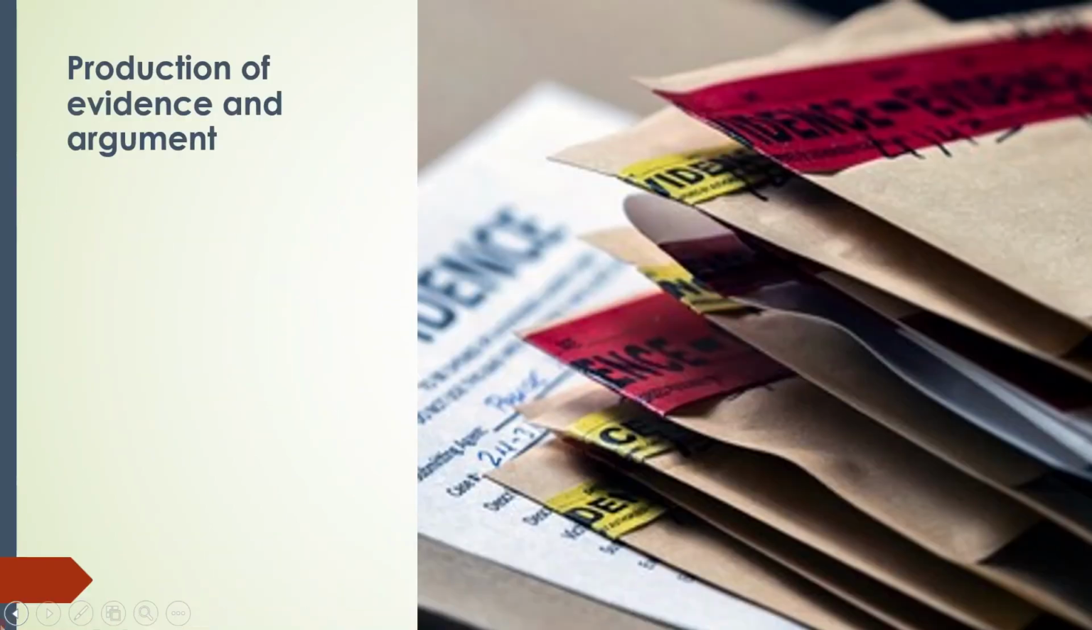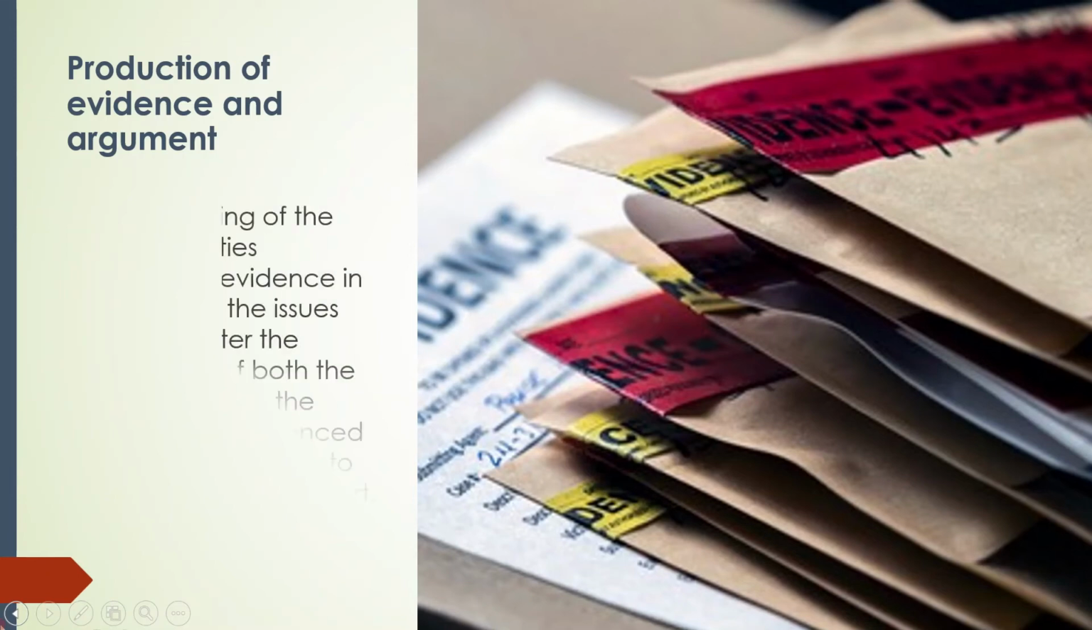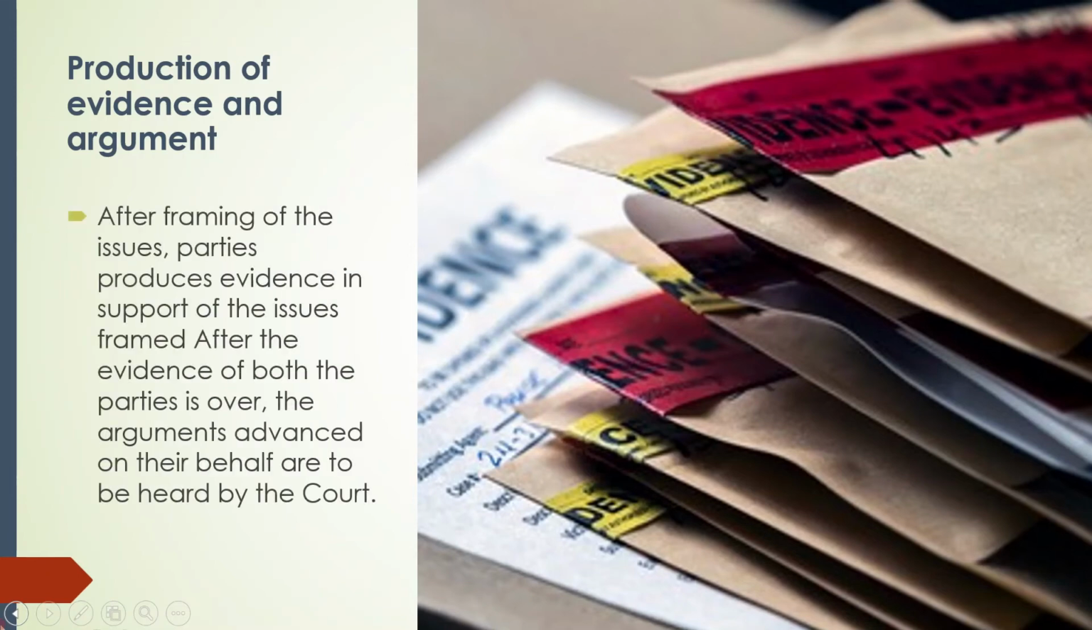Production of evidence and argument. After framing of the issues, a date is fixed for the final hearing, when the party having the right to begin states his case and produces his evidence in support of the issues, and thereafter the other party states his case, produces his evidence and addresses the court on the whole case. After the evidence of both the parties is over, the arguments advanced on their behalf are to be heard by the court.